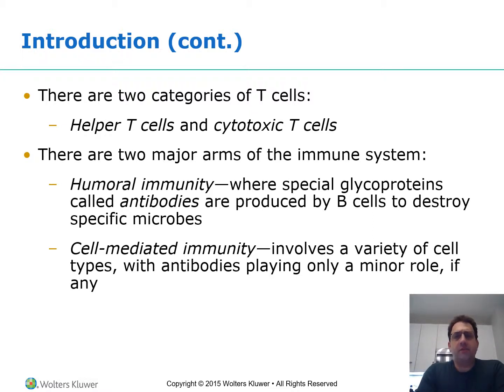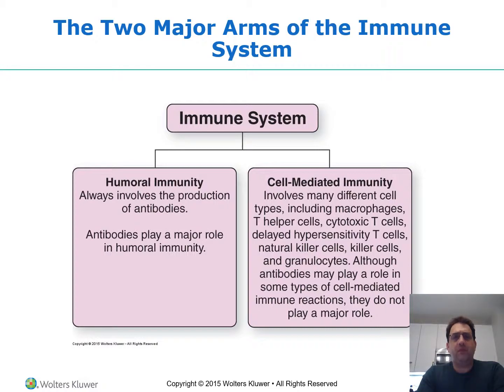There are two major arms of the immune system. One is the humoral immunity, humoral referring to the plasma, and this is where antibodies live. These are proteins that are made by B cells that attach to microbes and help destroy them. Cell-mediated immunity involves a whole bunch of different types of cells. The B cells and the T cells, antibodies are involved, but basically only as a signal to the cells that are playing the roles of destroying the microbes.